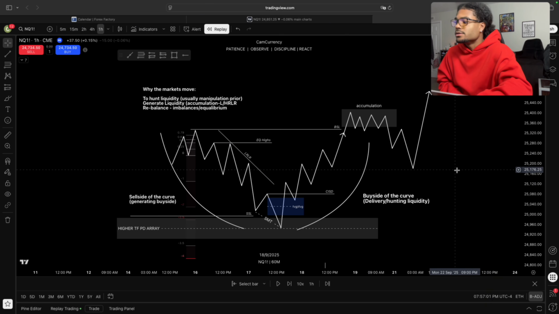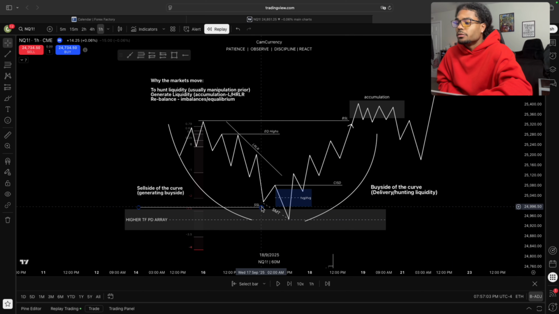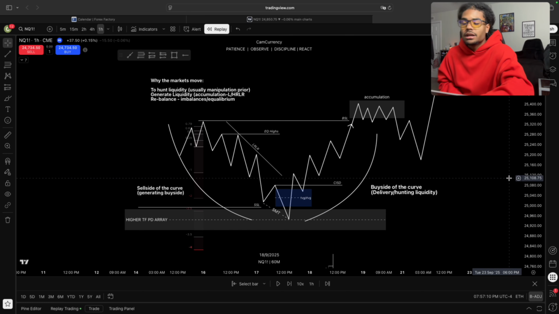Now, oftentimes you will see us end up taking out some form of sell side prior to the reversal. We'll take out sell side, tap a high time frame PD array, which can be an order block, fair value gap, standard deviation range, whatever the case may be. And this is where you'll get the first sign of reversal.